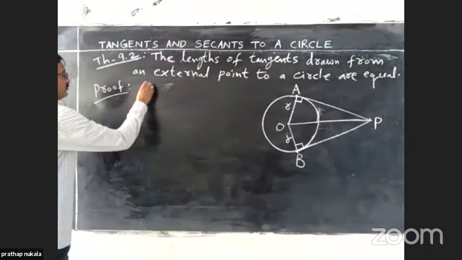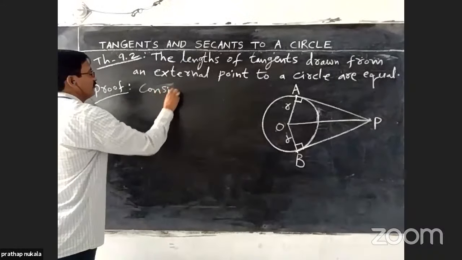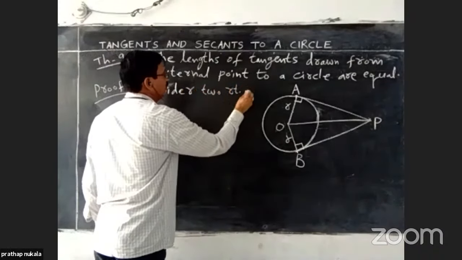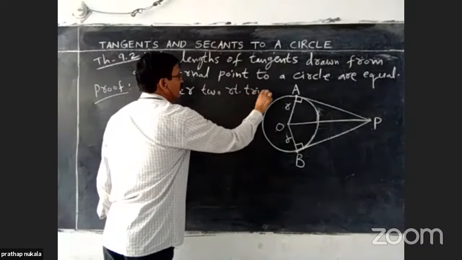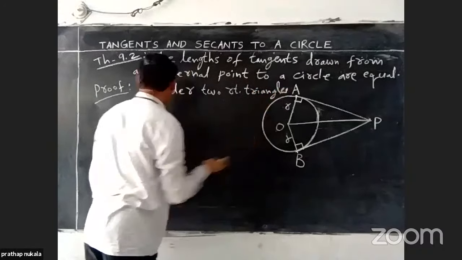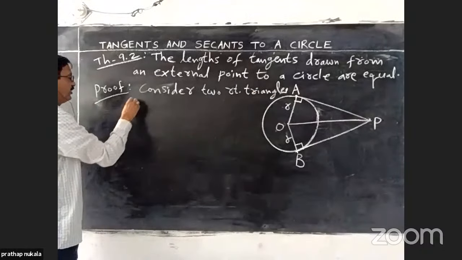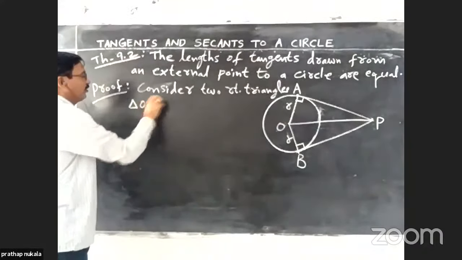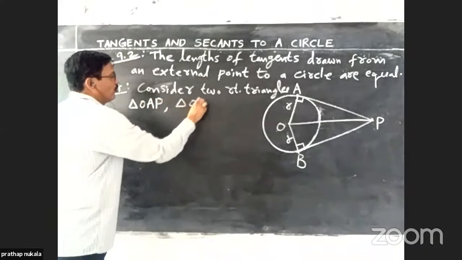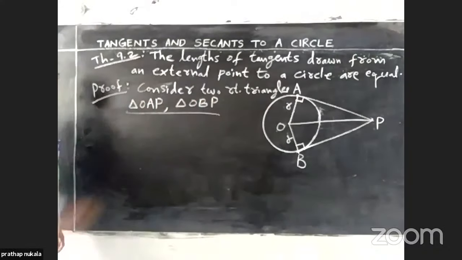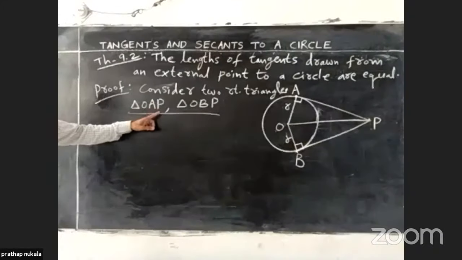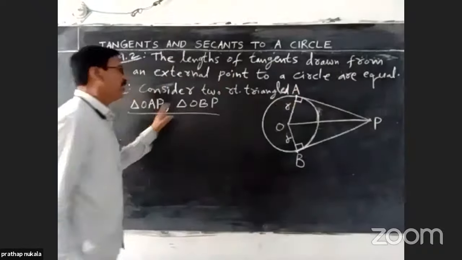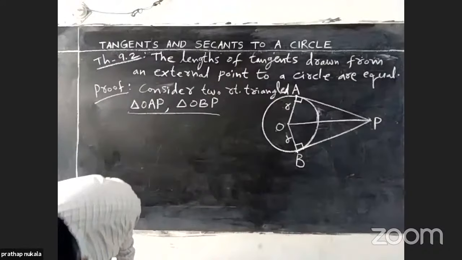Consider two right triangles. One is triangle OAP and the other is triangle OBP. Consider two right angled triangles OAP and OBP.